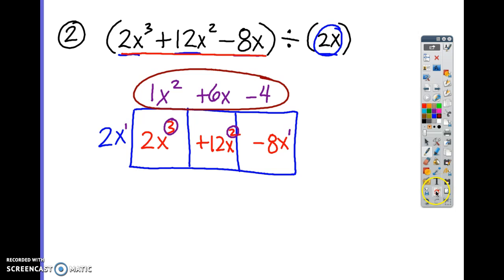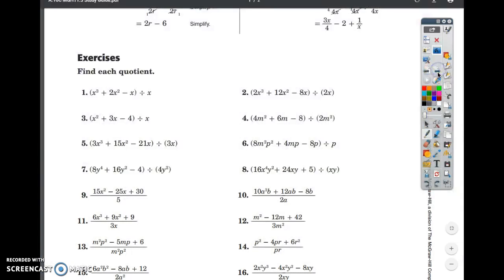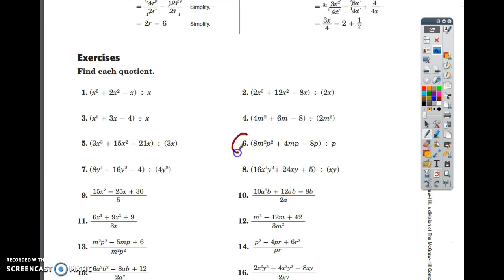The next problem we're going to do is problem number 6 on page 30. So go ahead and start writing it down. I would pause the video and do it. I would do it by yourself first and then check if you got it right.